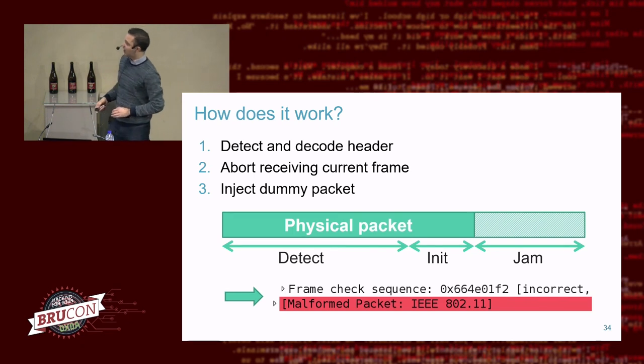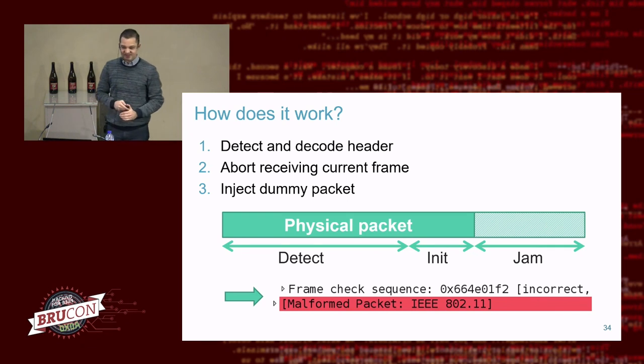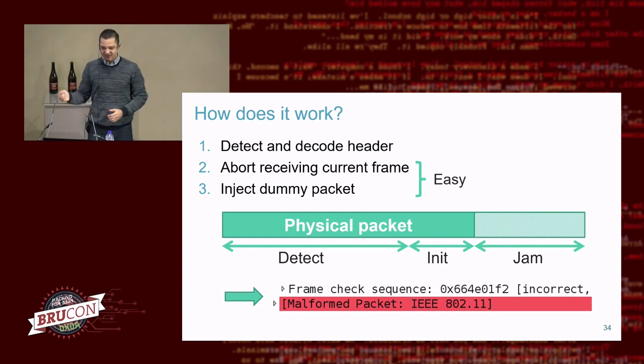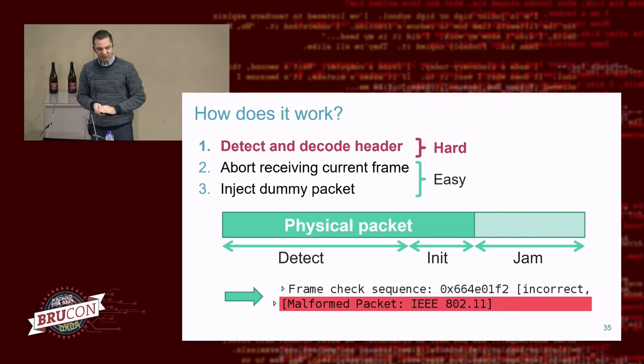So, how are we able to pull this off using our own cheap Wi-Fi devices? Well, it turns out that steps 2 and 3 are actually quite easy to do. The hard part is decoding and processing the first few bytes of this Wi-Fi packet while the transmission has not yet been fully completed. And in order to pull this off, we relied on one important observation.